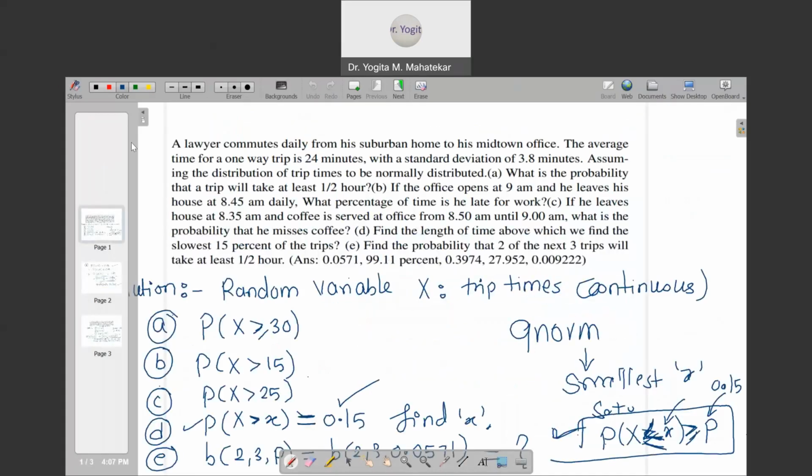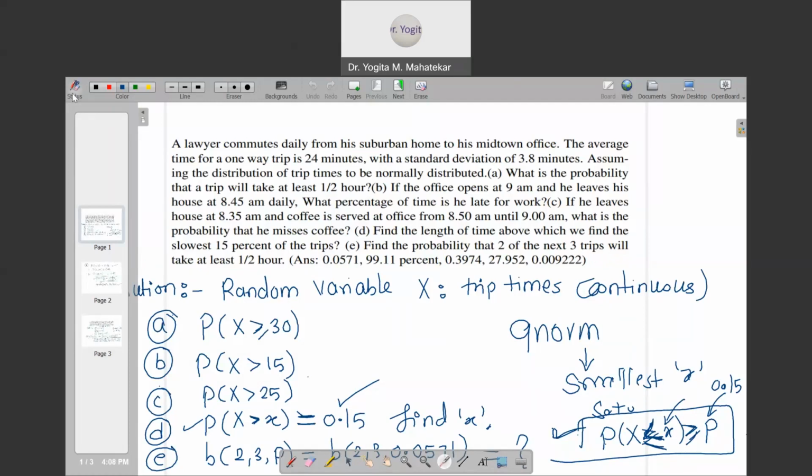And the last part is quite important because it's a combination of two different probabilities, namely binomial and normal. So let us go to the last part of this question. To find the probability that two of the next three trips will take at least half an hour. So the total number of trips is 3. Out of that, I want 2 trips which will take at least half an hour. So my success here is if the trip takes at least half an hour, I will call it a success. If your trip takes less than half an hour, I will take it as a failure in the binomial experiment.